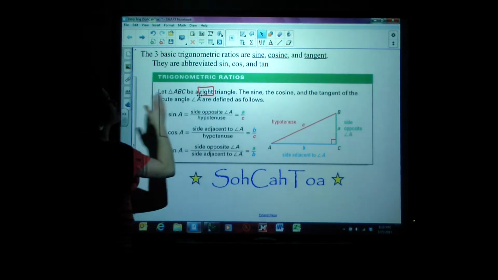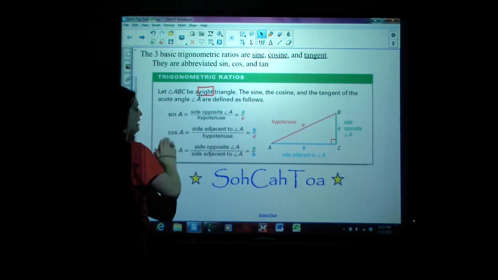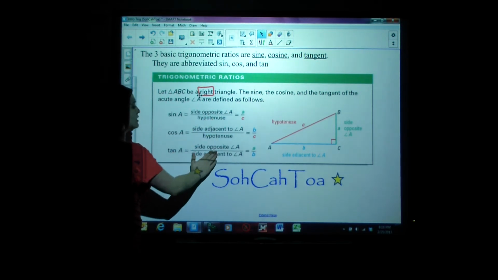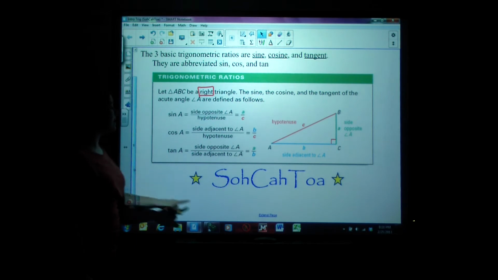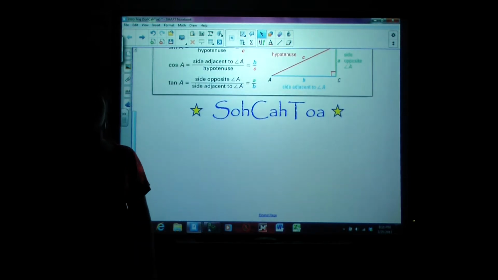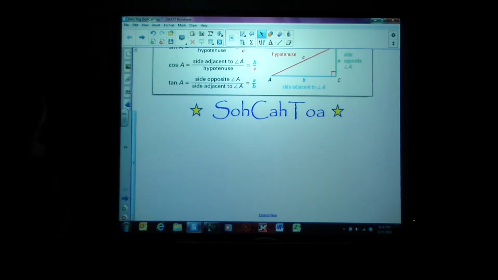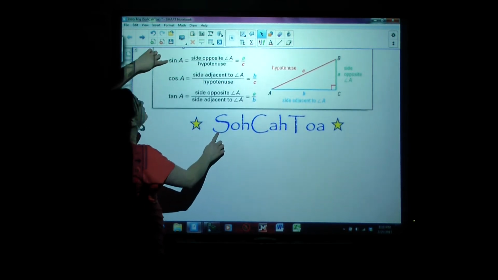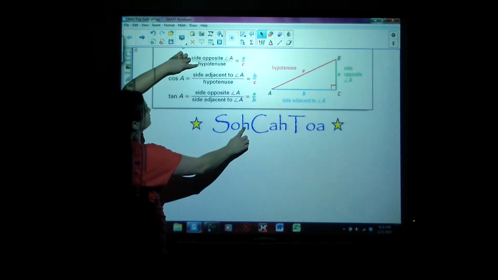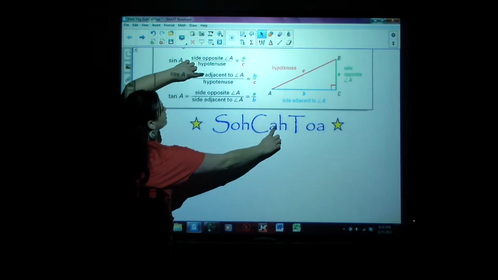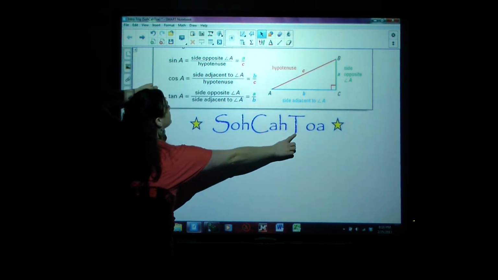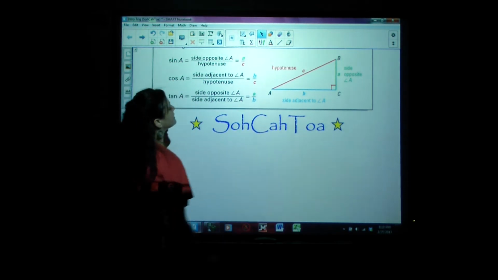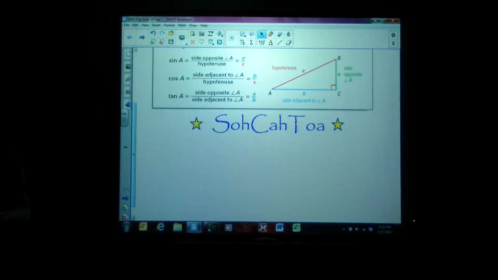Now, you're going to have to remember that sine is opposite over hypotenuse, cosine is adjacent over hypotenuse, and tangent is opposite over adjacent. The best way to do that is to remember the term SohCahToa. S-O-H-C-A-H-T-O-A. SohCahToa. It helps you to remember. Let's look through this. It tells me that the sine is the opposite over the hypotenuse. The cosine is the adjacent over the hypotenuse. And the tangent is the opposite over the adjacent. SohCahToa. Sine, cosine, and tangent. And it tells you what those ratios are.